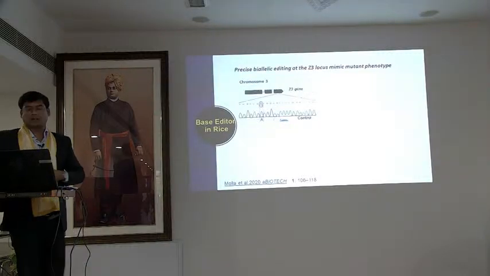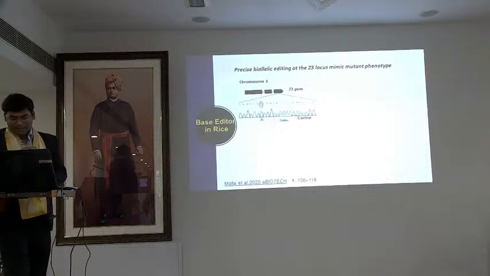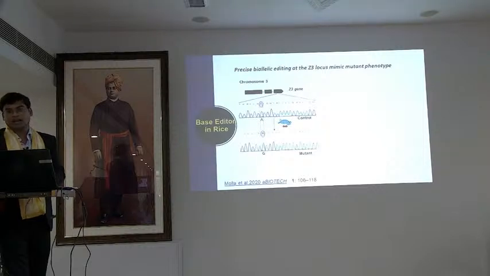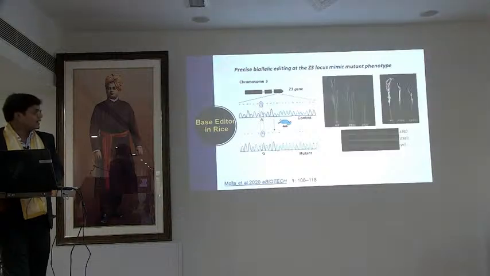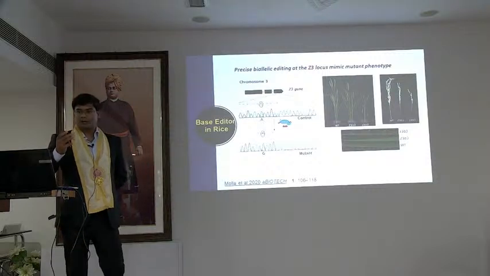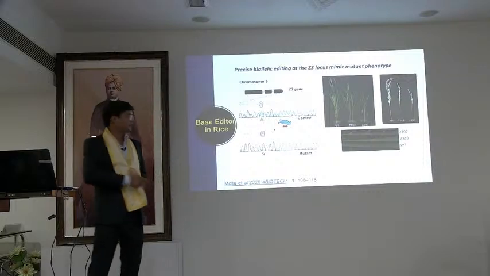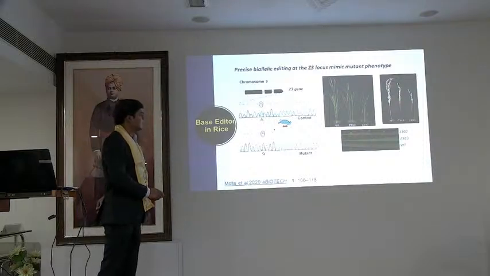Now move to the second one. What happened with the second one? Z3. This was our target A, and after base editing, we similarly got G formed instead of A. And the same for the phenotype. Here is the phenotype. Z3 means zebra 3, light green, dark green coloration in the leaf. So here is light green, here is dark green, light green, dark green.